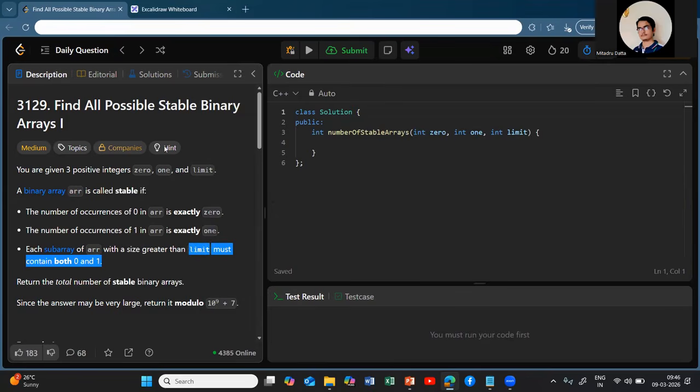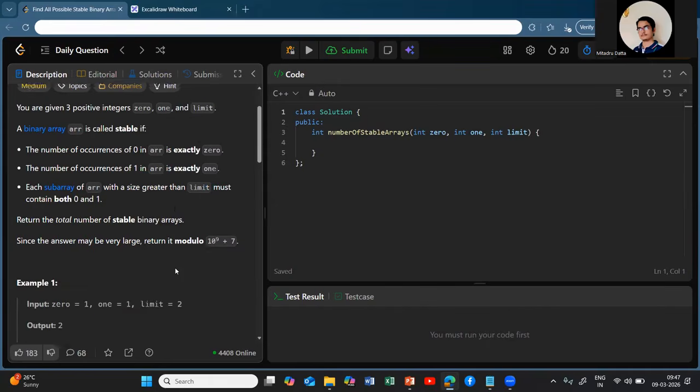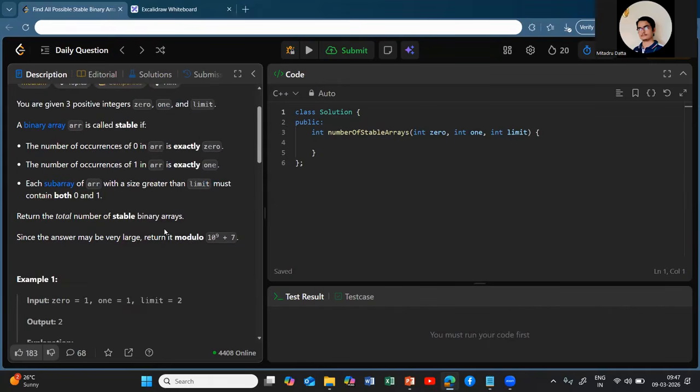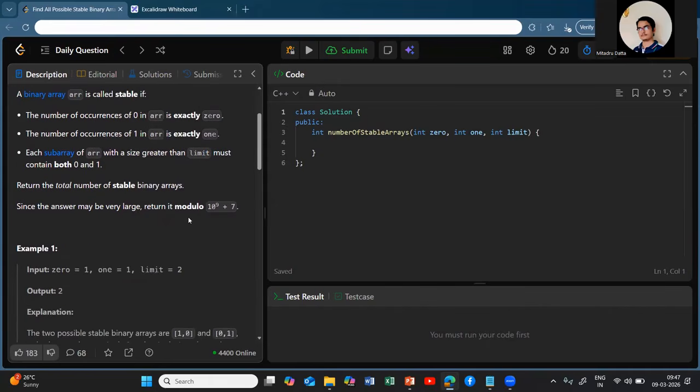So you need to prevent something from happening: a run of consecutive zeros or ones of length limit plus 1 should not be present. Okay, a consecutive number of zeros or ones. Return the total number of stable binary arrays, and since the answer may be very large, return it modulo 10^9 plus 7.